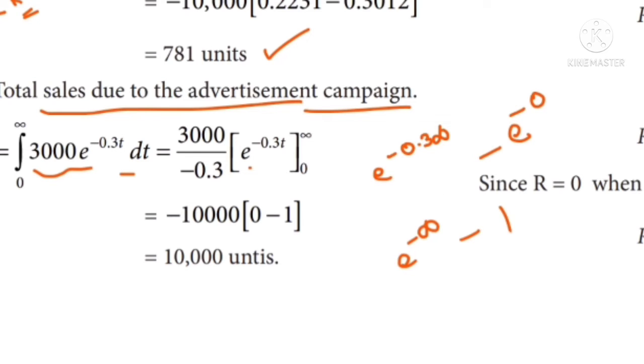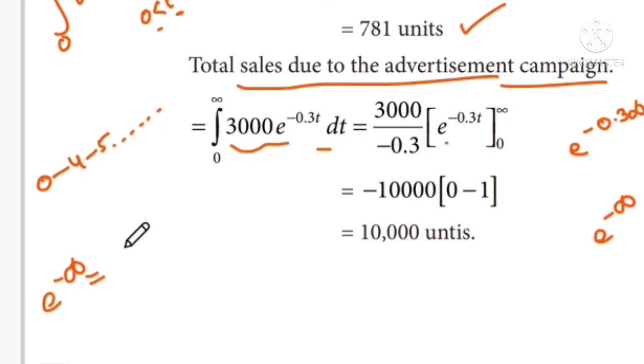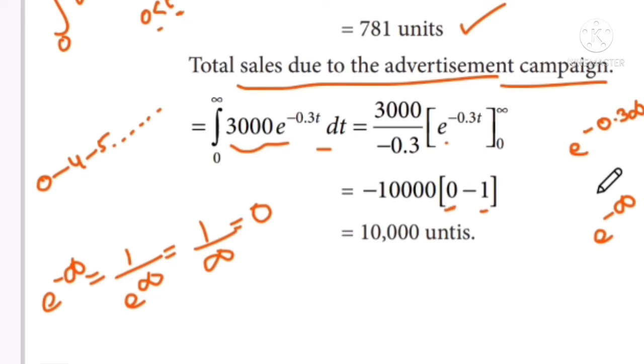So e power minus infinity is 0, because e power minus infinity is 1 by e power infinity. That is 1 by infinity. Any number by infinity is 0. So the upper limit gives you 0 as the answer. So 0 minus the lower limit is 1. So 10,000 units. So total sales due to the advertisement campaign is 10,000 units.